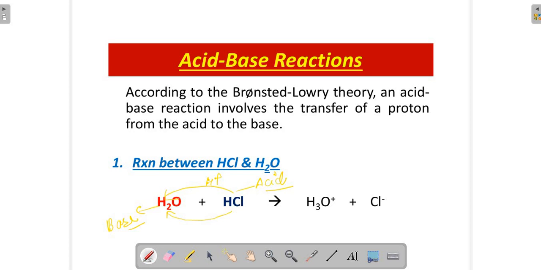And when these two react with each other, they form the corresponding pairs of conjugate base and conjugate acid. Here in this case you can see HCl forms the conjugate base, that is Cl minus, and this is the conjugate acid of H2O, which is a base. So conjugate acid and conjugate base pairs are also formed during this reaction.